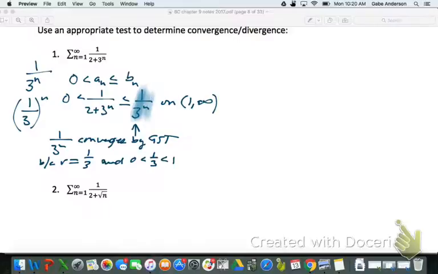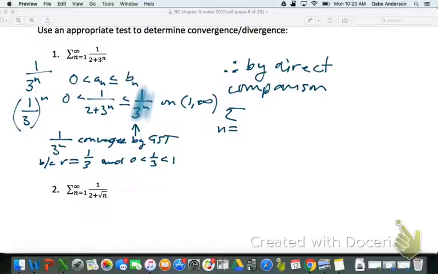And furthermore, we just found out that the series that Hayden proposed converges. So can we draw a conclusion? I think we can. So we can say, therefore, by direct comparison, or you can say the comparison test, the series sigma from 1 to infinity of 1 over 2 plus 3 to the n also converges.